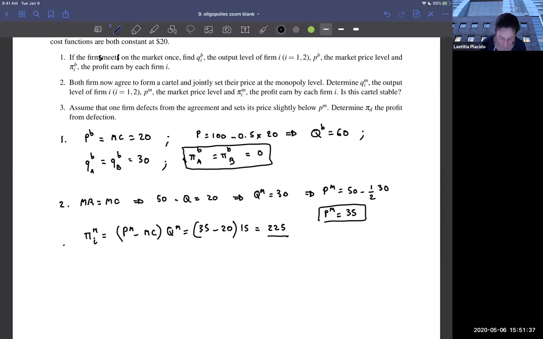All right. So question three. Assume one firm defects from the agreement and sets its price slightly below the monopoly's price. What is the profit from deviation? Okay, so here we have assumed they coordinate on the monopoly's equilibrium, but as we know, this is not a stable equilibrium, because this is not a Nash equilibrium. So one firm will have an incentive to deviate from that equilibrium. And how does it do so? Well, by setting a price slightly below the price of the monopolist.